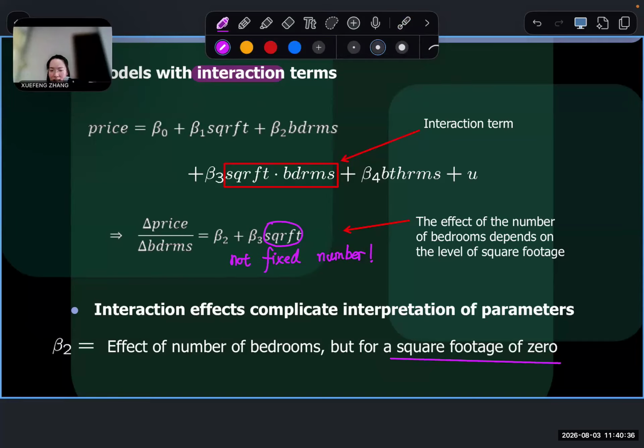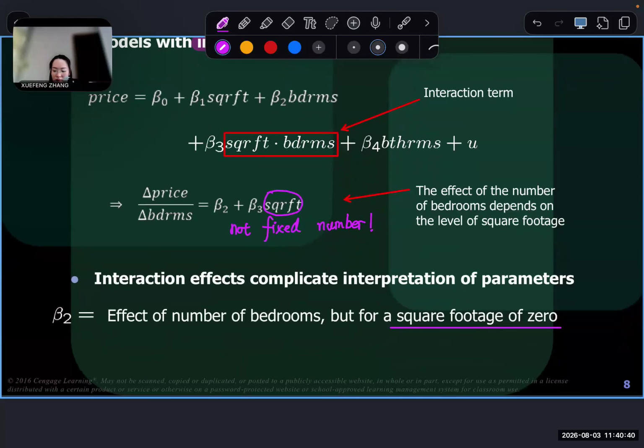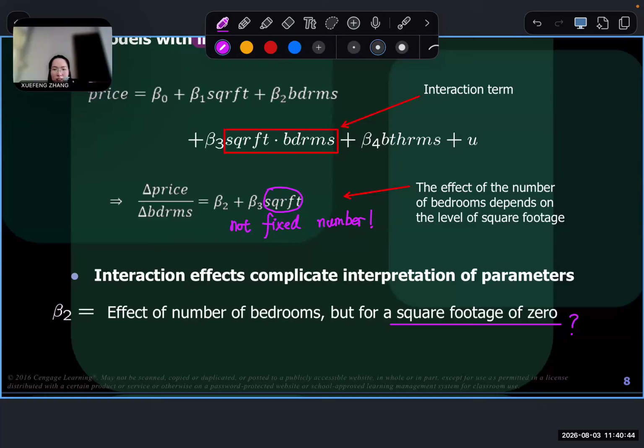This is not realistic. So you need to question this. Beta 2 alone means nothing.